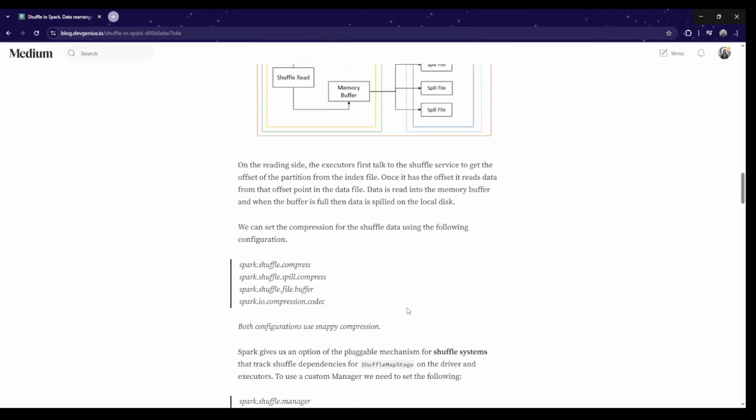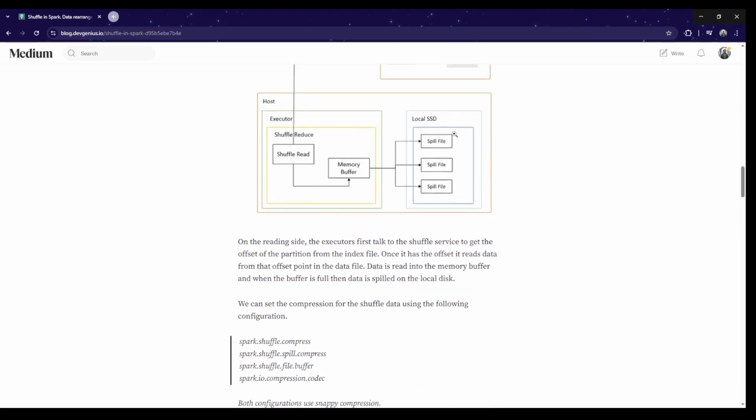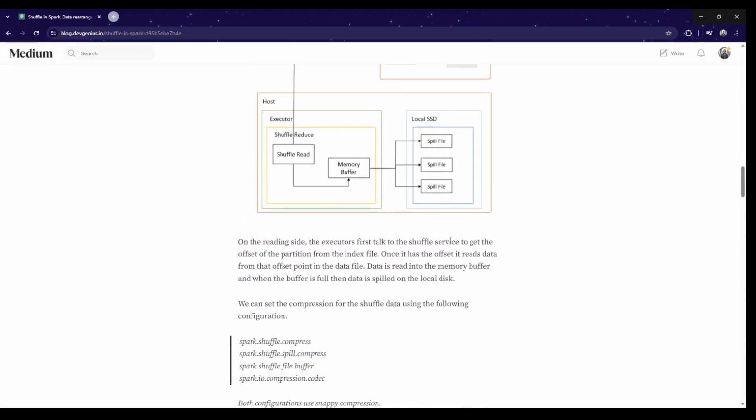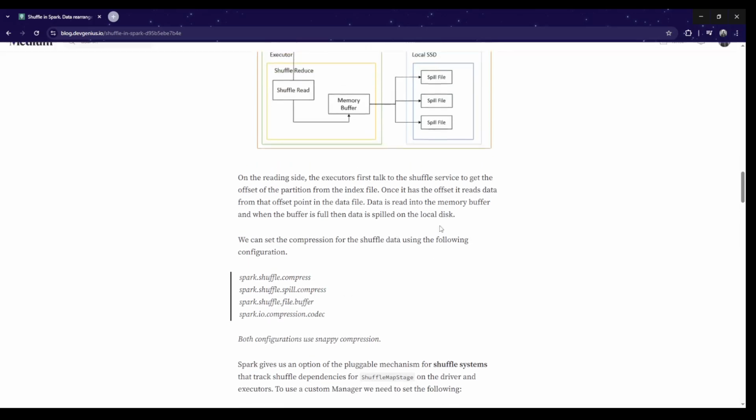There are certain configurations that we can use to make this shuffle process faster. One is that we can compress the data while writing. We can also compress the spill that is happening.